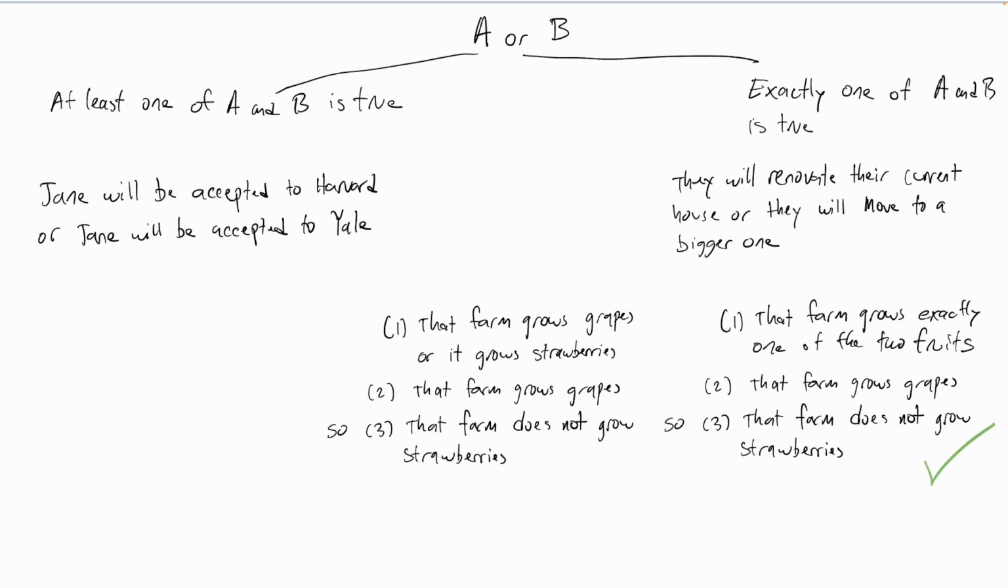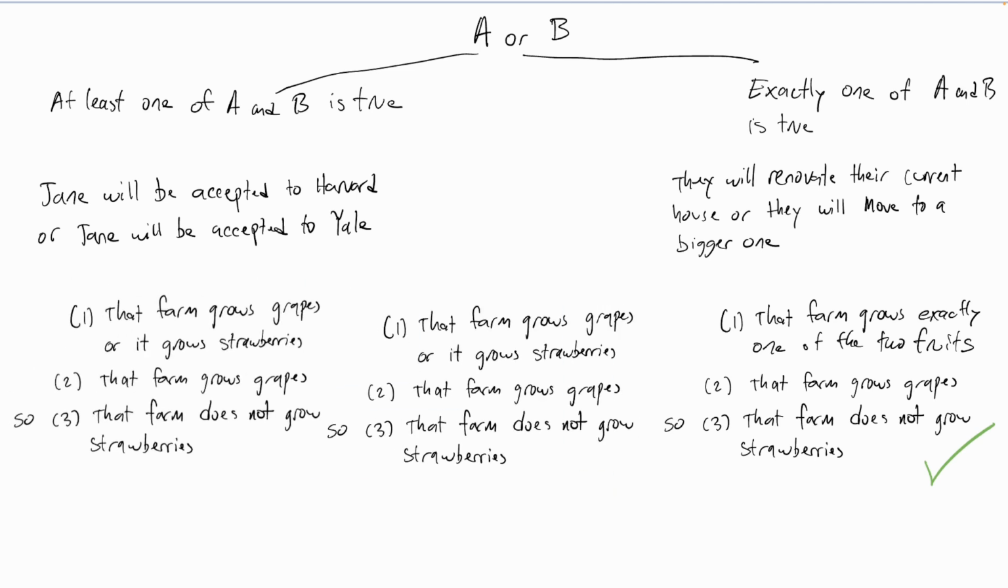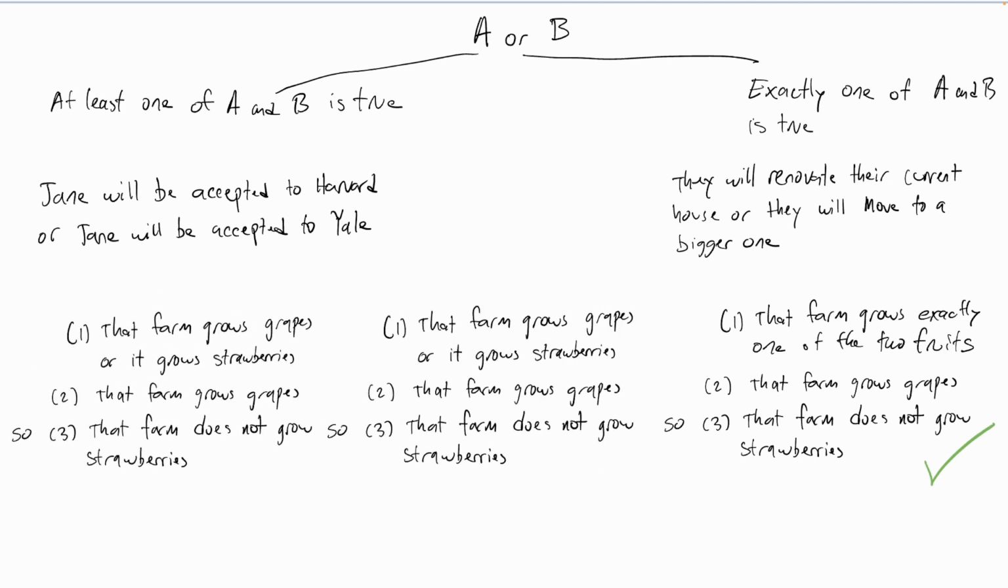By contrast, suppose that or is being used in the inclusive sense in the first premise. Then it's saying that the farm grows at least one of the 2 fruits. And in that case, the inference is not valid. For in that case, the premises might both be true without the conclusion being true, if the farm does indeed grow both grapes and strawberries, and that's exactly the result we would get.